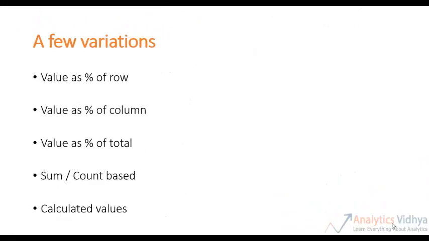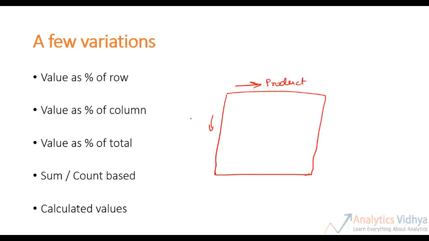Now that we have understood how to create a pivot table, let's quickly walk through a few variations of pivot tables, which I have just listed down here. I'll explain this through an example. Let's say you have created a pivot table. On your column fields, let's say you have put product, and on your row fields you have put salesperson. So what you're trying to analyze is which salesperson has sold what kind of products, and your value to start with is, let's say, number of sales which each salesperson has done.